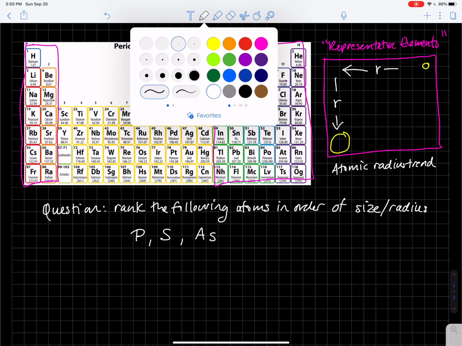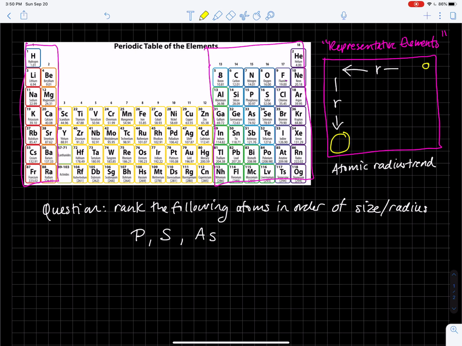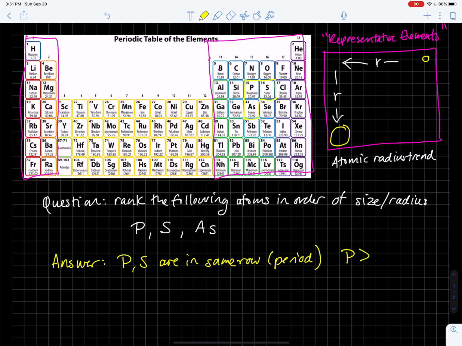Okay, so if you're back, let's first of all identify where these are. I have phosphorus, arsenic, and sulfur right here. And I can see they're not all in the same column or the same row. So can I say something about them? Well, for starters, phosphorus and sulfur are in the same row, or period, as we call it. And because the trend is that radius increases from right to left, I would expect phosphorus to have a bigger radius than sulfur.